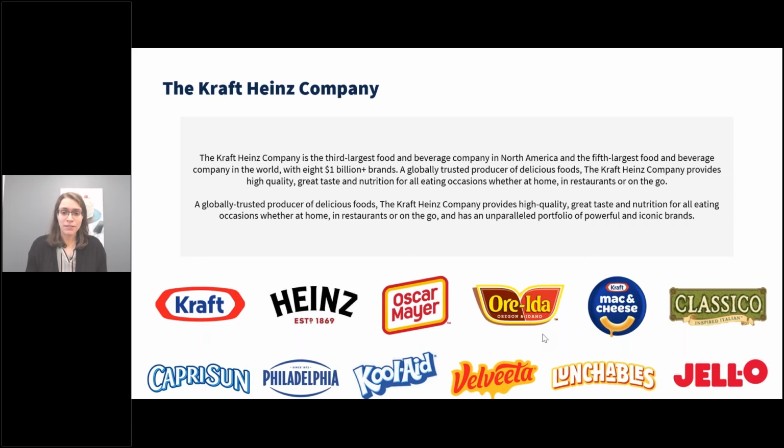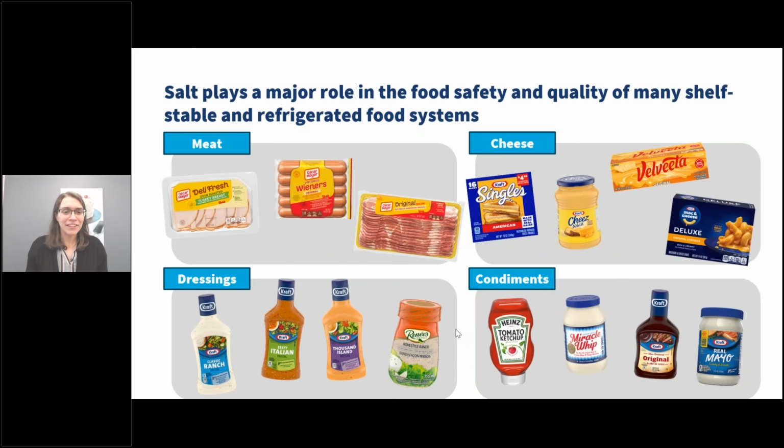These food product categories each have product, packaging, processing, food safety, quality, regulatory, and cross-functional experts to support their portfolios. Additionally, each of these categories is affected differently by salt, and even within these categories, different products each have unique complexities in food safety and quality. I have here examples of just a few of the food product types that Kraft Heinz produces and the different formats of products within each of them. Salt plays a major role in the food safety and quality of these refrigerated and shelf-stable food systems, among others.